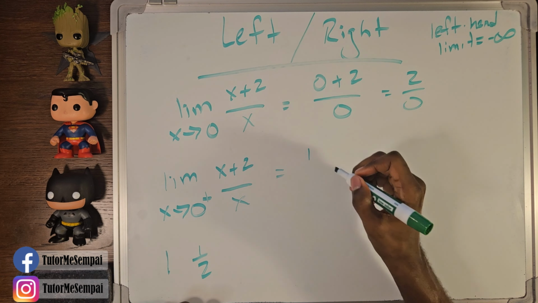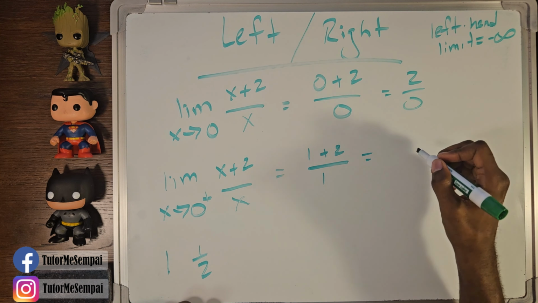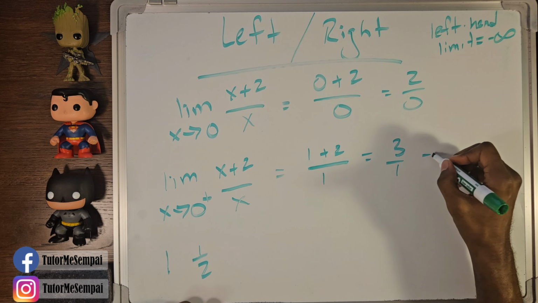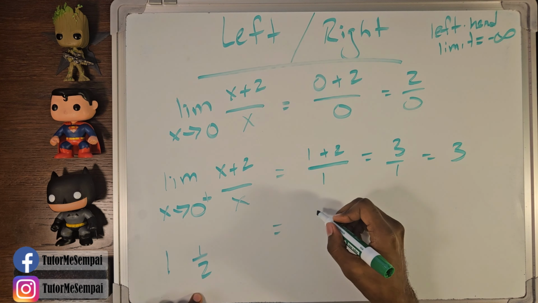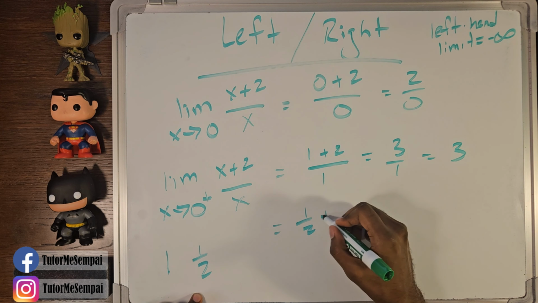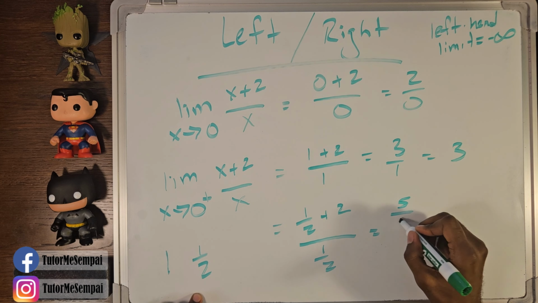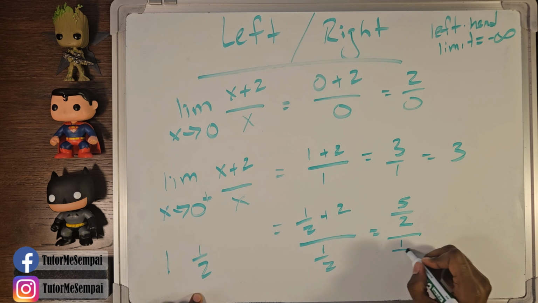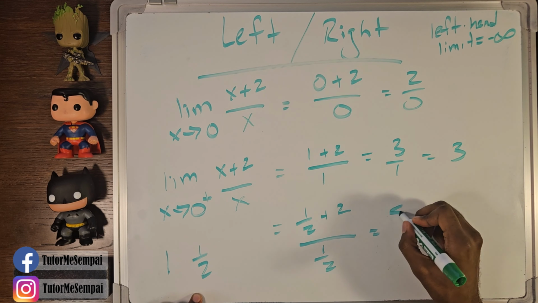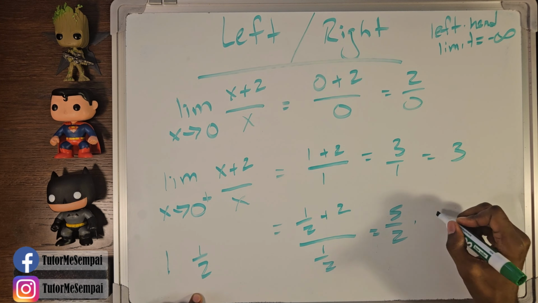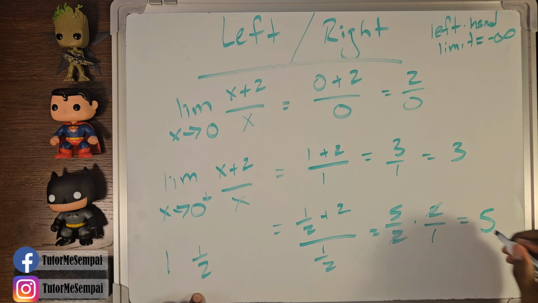So when we plug in 1, we see that we're going to have 1 plus 2 all over 1, which gives you 3 over 1, which is 3. Now we're going to plug in our 1/2. So when we do that, we're going to have 1/2 plus 2 all over 1/2, which gives you 5 over 2 all over 1/2, which we know we can rewrite as 5 over 2 divided by 1/2, that cancels out, and we're going to have 5.